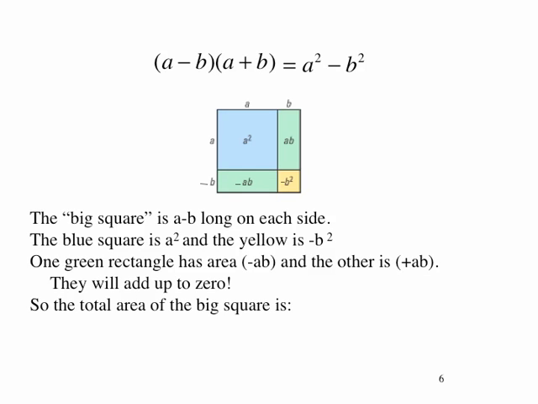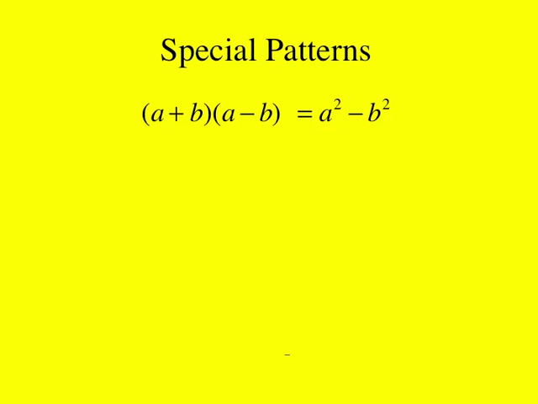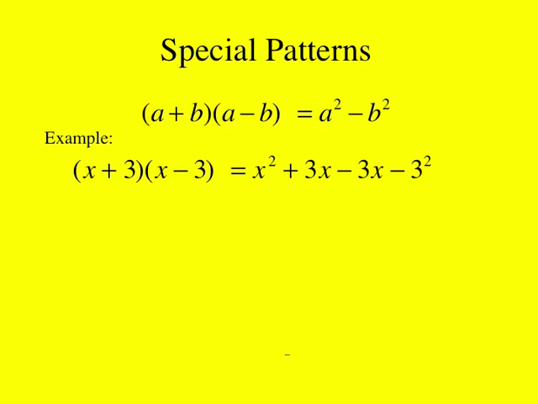So if we add all four of these shapes together, the total area of the big square is a squared plus negative b squared, which we can rewrite as a squared minus b squared. Let's take a look at this with some numbers in place of the a and b in our pattern. So we have a plus b times a minus b equals a squared minus b squared. Let's try this, replacing the a in our pattern with x and the b in our pattern with 3. So we have x plus 3 times x minus 3.